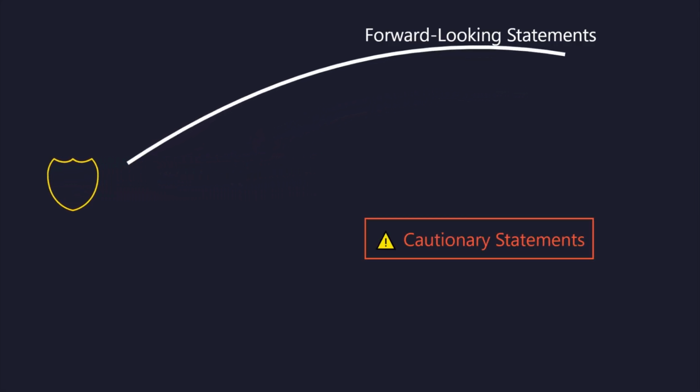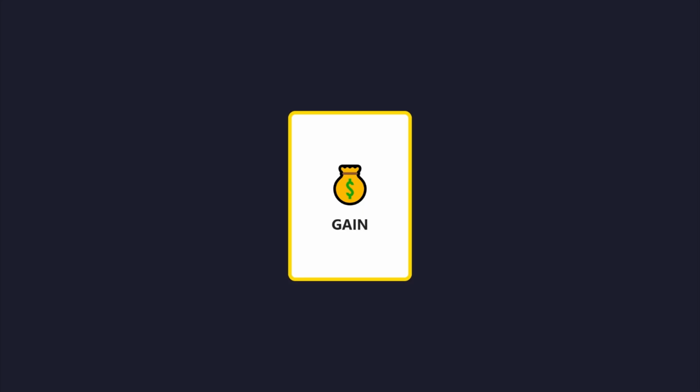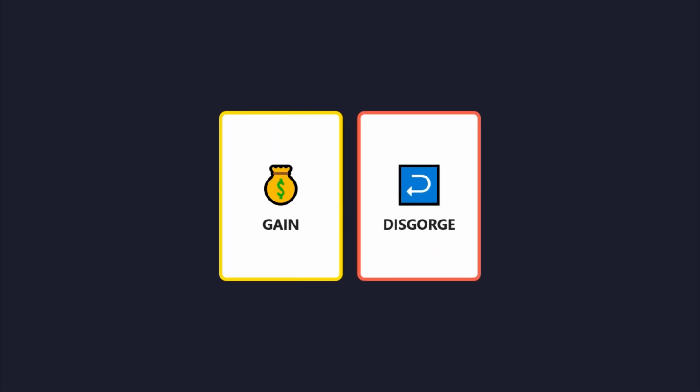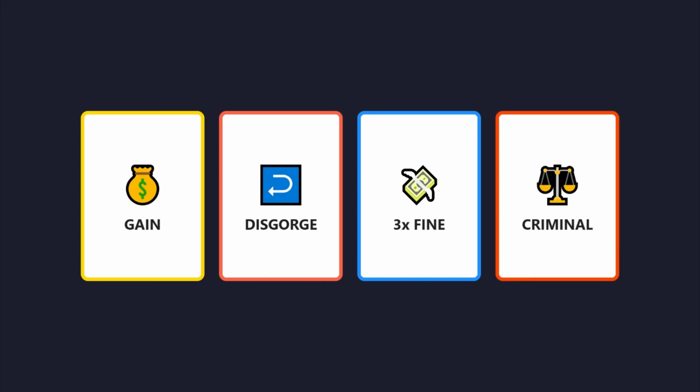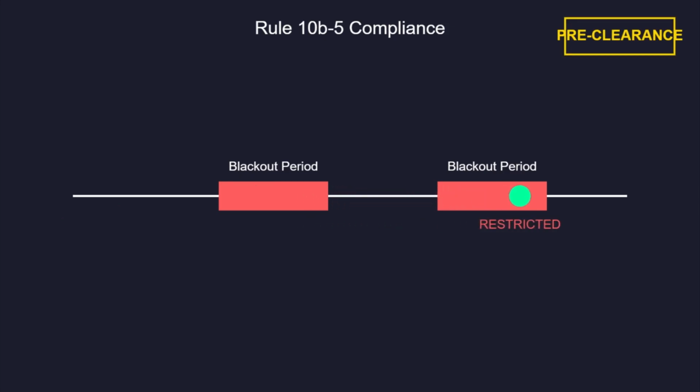The Private Securities Litigation Reform Act provides a statutory safe harbor for forward-looking statements that are identified and accompanied by cautionary statements. Corporate scienter can be established if the individual making the statement or senior officials authorizing it possessed the requisite state of mind. Sanctions for insider trading include disgorgement of profits, civil penalties up to 3 times the gain, and potential criminal prosecution. Companies mitigate 10b-5 risk through blackout periods and pre-clearance requirements for trades by directors and officers. Rule 10b-5 remains the most potent tool in federal securities law for maintaining market integrity through the prohibition of deceptive and manipulative practices.